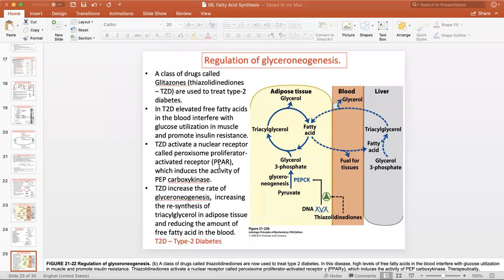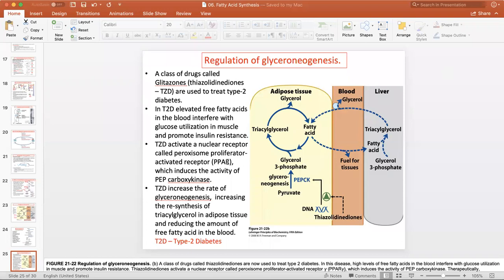They don't want you to know the PEPCK part, but they want you to know that it acts through the help of PPAR. Okay, perfect. So how it works is that it activates this nuclear receptor, which is your PPAR, peroxisome proliferator-activated receptor.